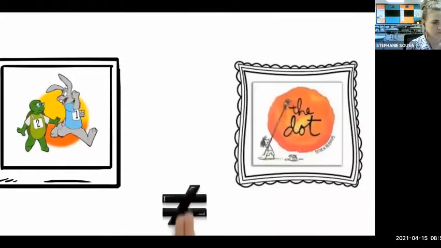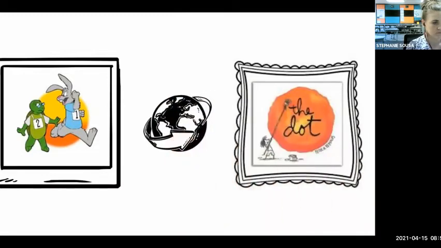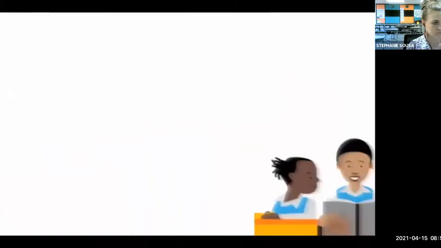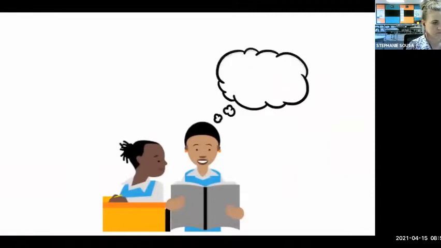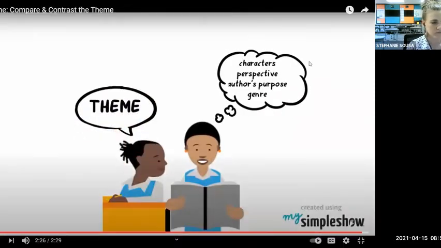Even though these two texts come from different subgenres, traditional literature and realistic fiction, they contain the same message or overall theme. Other texts that come from the same genre may have very different themes. The next time you read, consider the elements of fiction to help you draw conclusions about the theme.